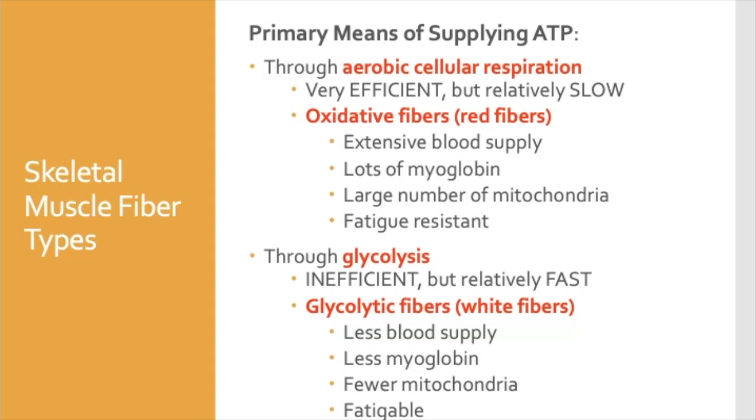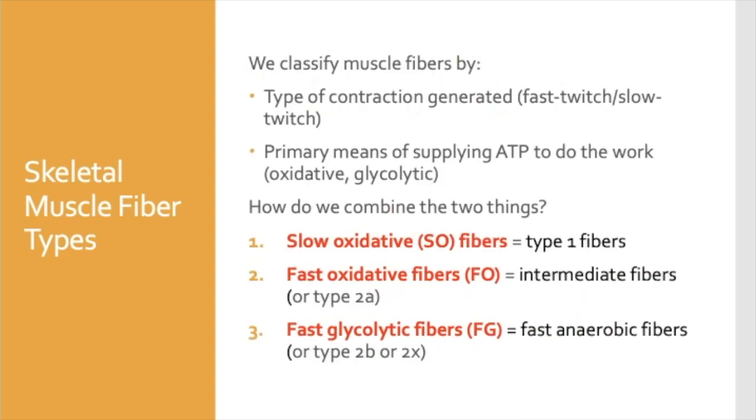You'll find fewer mitochondria in these types of muscle fibers, and they do tend to fatigue more quickly. When you put all of that together, the power and the speed and the type of metabolic reaction that the muscle fiber uses to get its ATP, we can put together 3 types of muscle fibers, and we have them listed on this slide.